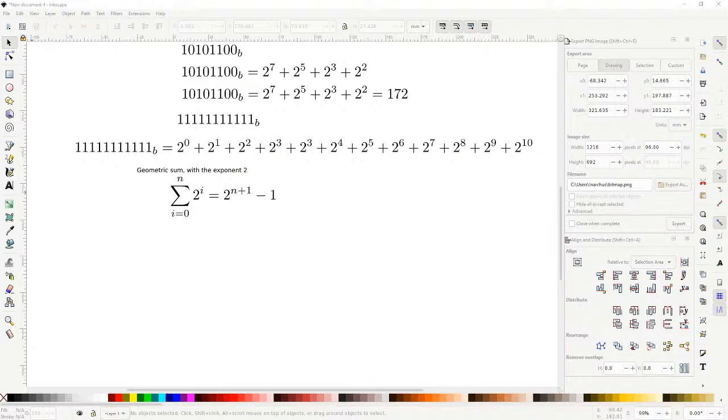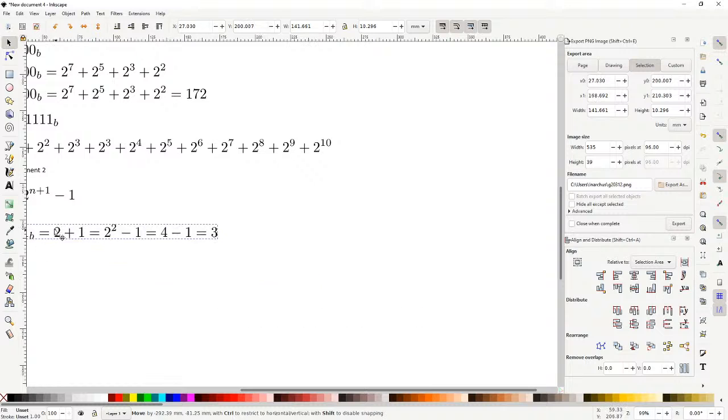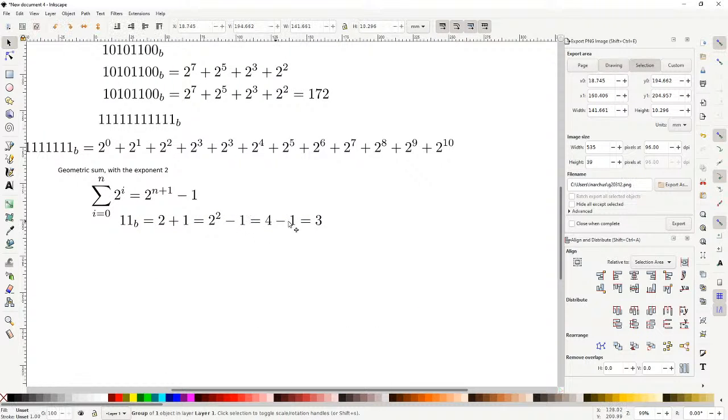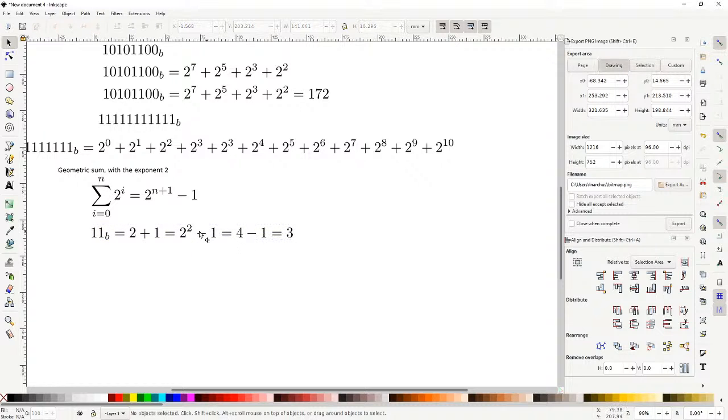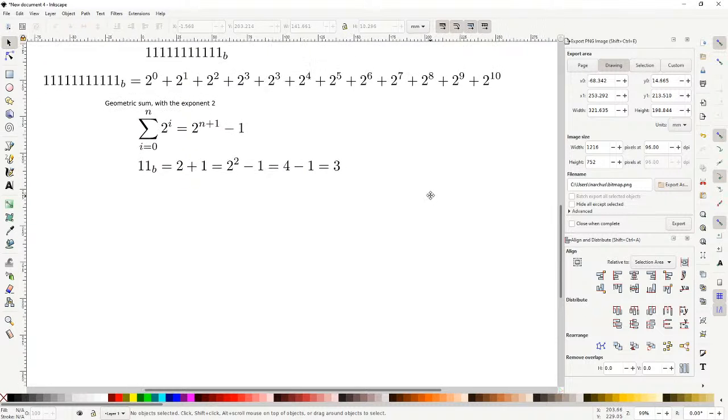And it's still true for things like, for instance, 11 in binary, which I really shouldn't call 11, but 11 underscore b is really 2 plus 1, which is equal to 2 squared minus 1, which is equal to 4 minus 1, which is equal to 3. And you see that the equation is at least true there. So we kind of call this 11 in binary, but really it's the decimal value 3. Any way you cut it, it's equal to decimal 3. But there we go.